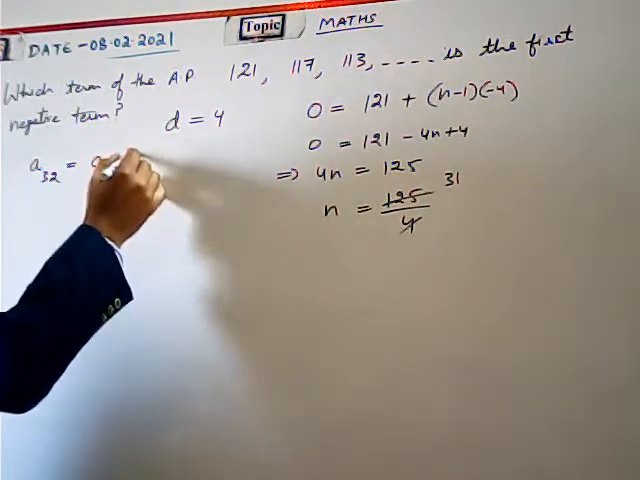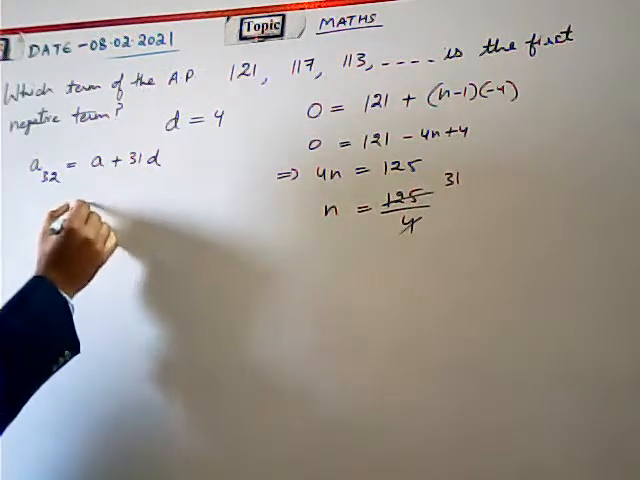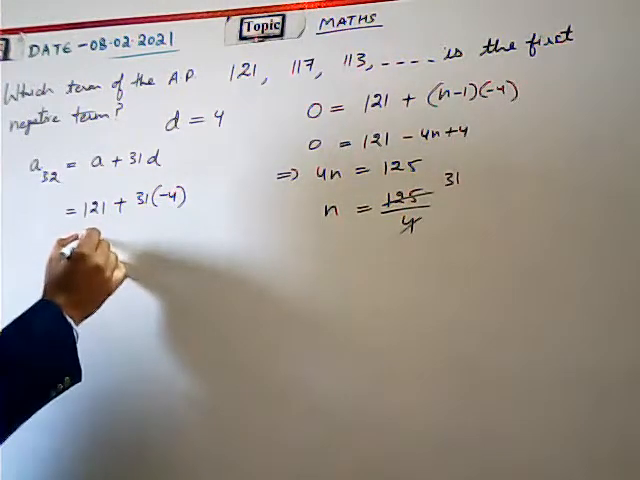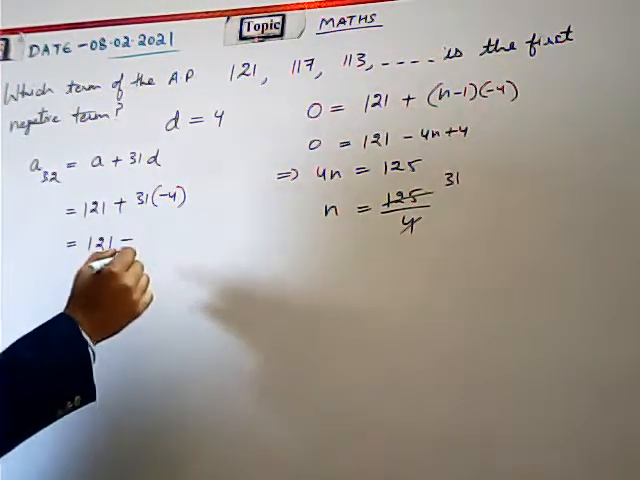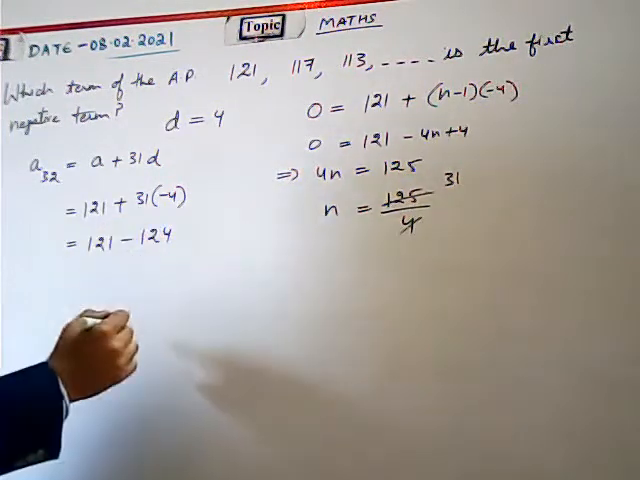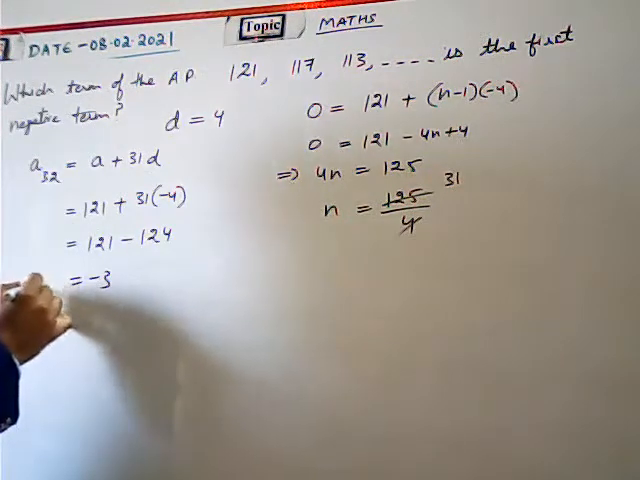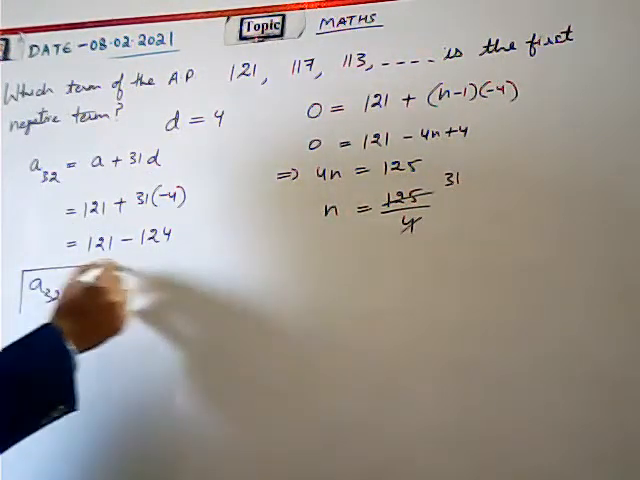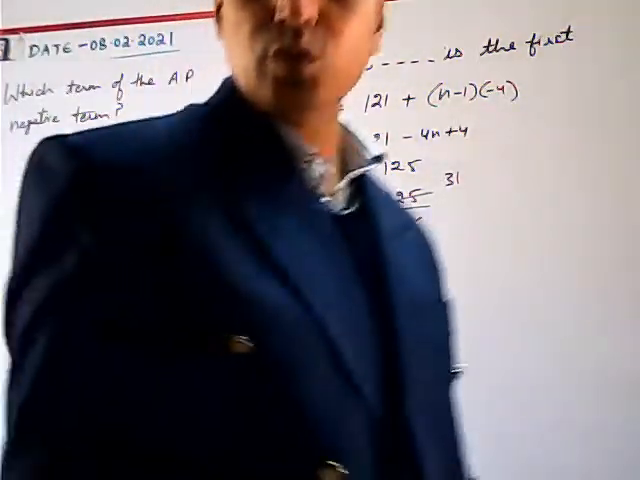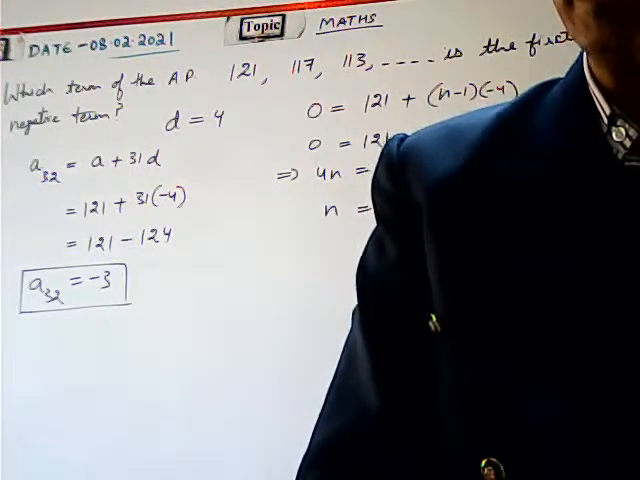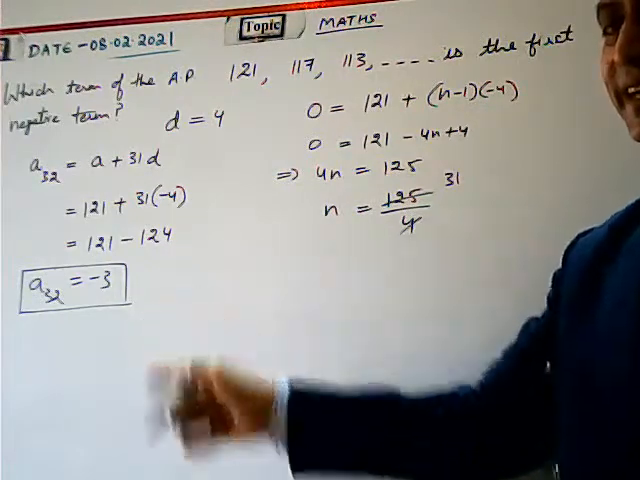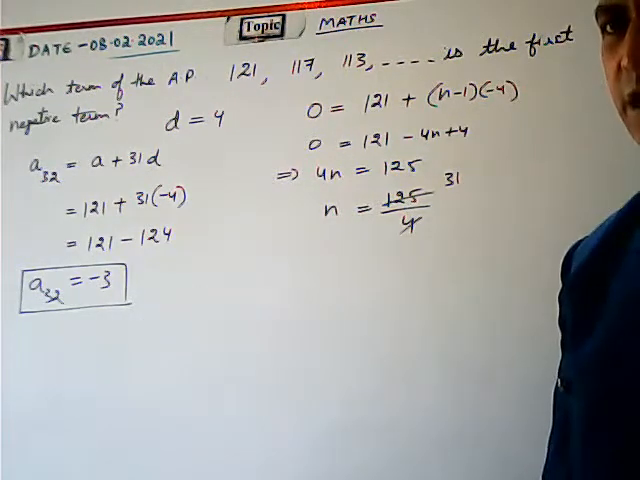A32 is a plus 31d. A is 121 plus minus 4. So here 121 minus, 4 ones are 4, 4 threes are 12, so minus 3. So the 32nd term of this AP is the first negative term, which is minus 3.